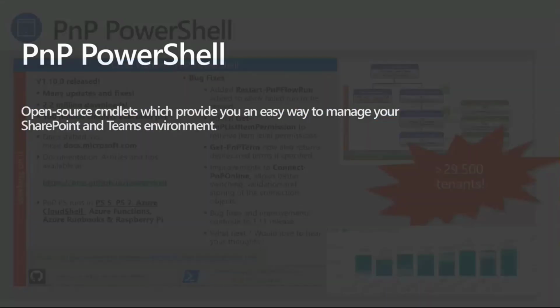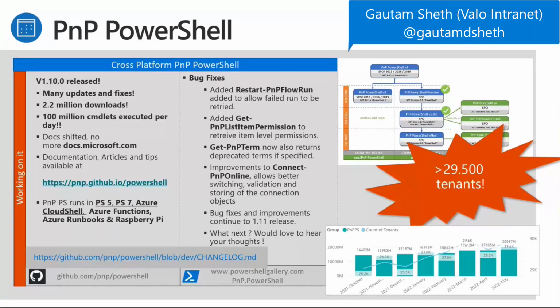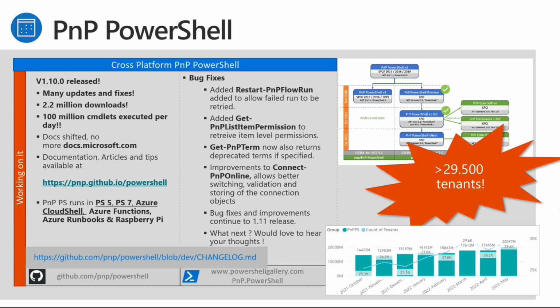Thanks, everyone. Thanks, Bert. Yep, on the PnP PowerShell side, the train is running towards the 1.11 release that we will hopefully release by the end of June. So what is coming in the nightly is that we added the ability to restart a flow run. Sometimes the flow would fail and you would want to restart that flow. So we added this capability called Restart-PnPFlowRun, so you can just retry that failed run.